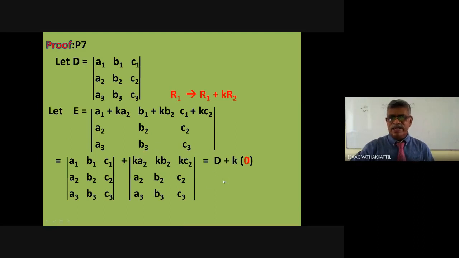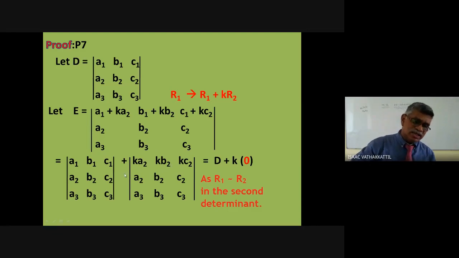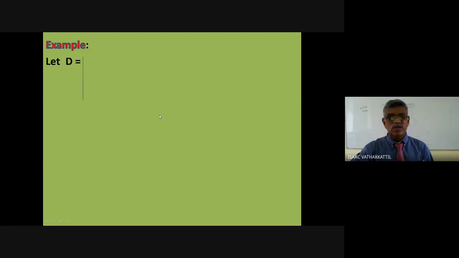So I simply write K D plus K into 0 because R1 and R2 are proportional. If you want to make equal, K take out here itself, K into determinant, then it is 0. So ultimately it is D. That means this is a very important operation which does not change any value, any change in the value of the determinant. Now, say for example, D is equal to this.